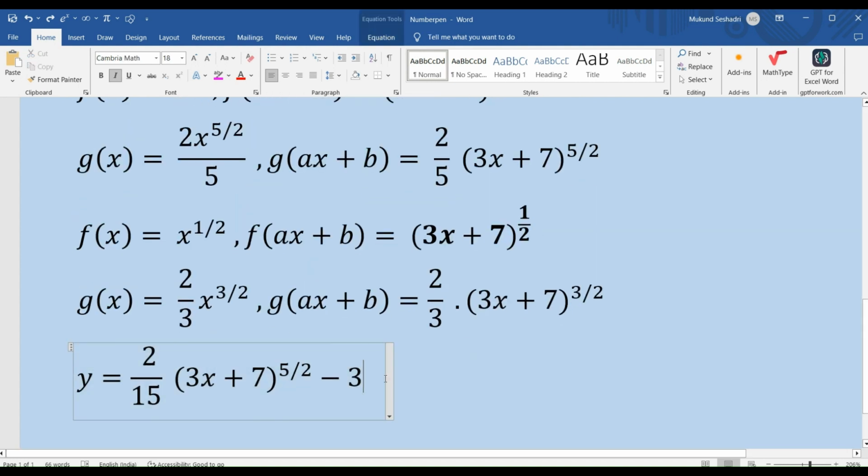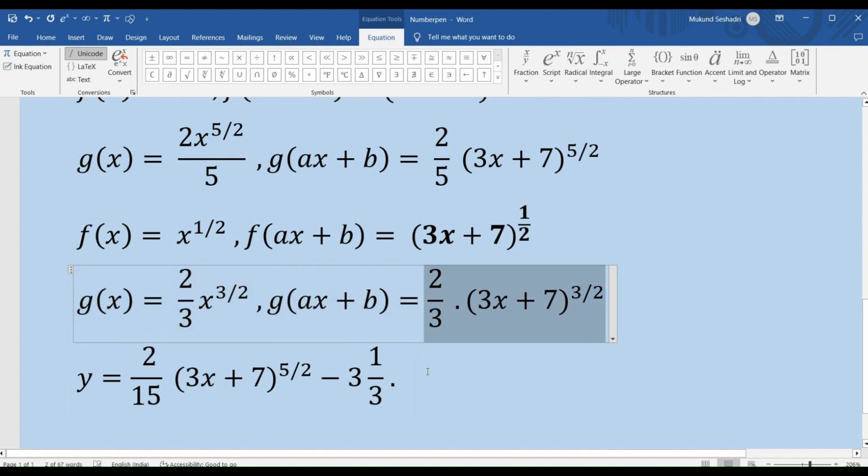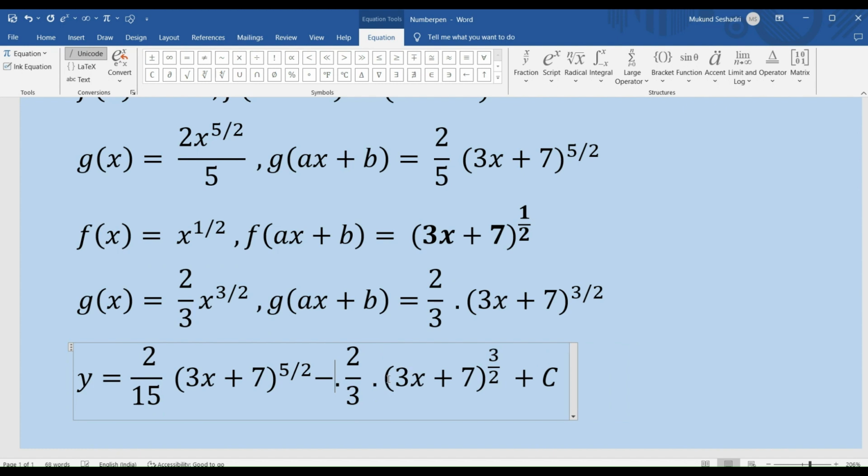So my a is nothing but 1 by 3. And then I have g of ax plus b, which I just now worked out, which is 2 by 3 times 3x plus 7, the whole power 3 by 2. And then not to forget my constant here, I can cancel out the 3 here. So I can remove 3 into 1 by 3, which is a 1. So my answer to this problem is y equals 2 by 15 times 3x plus 7, the whole power 5 by 2, minus 2 by 3 times 3x plus 7, the whole power 3 by 2, plus my constant c.